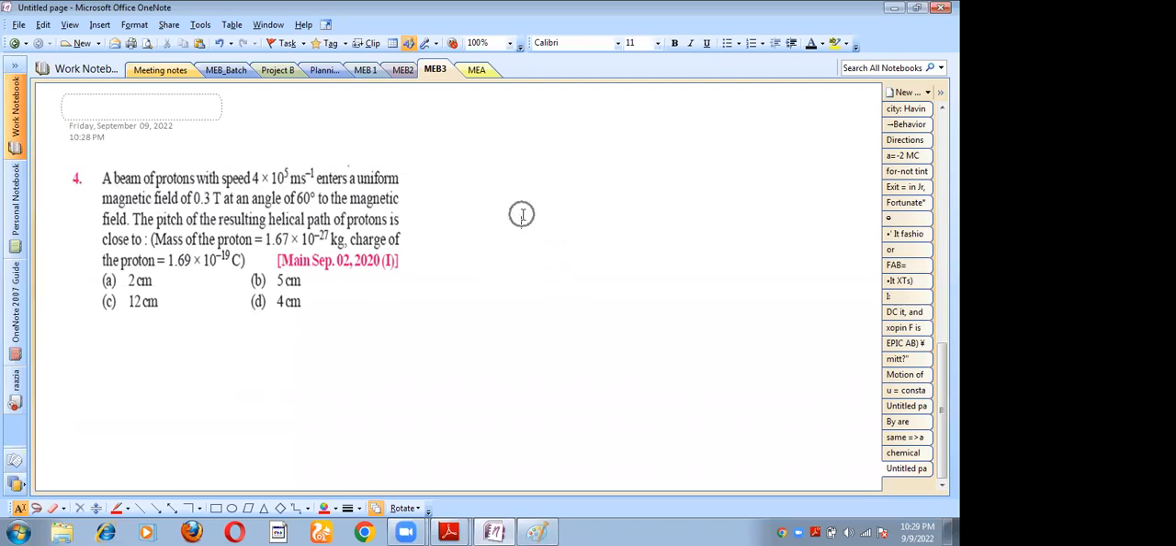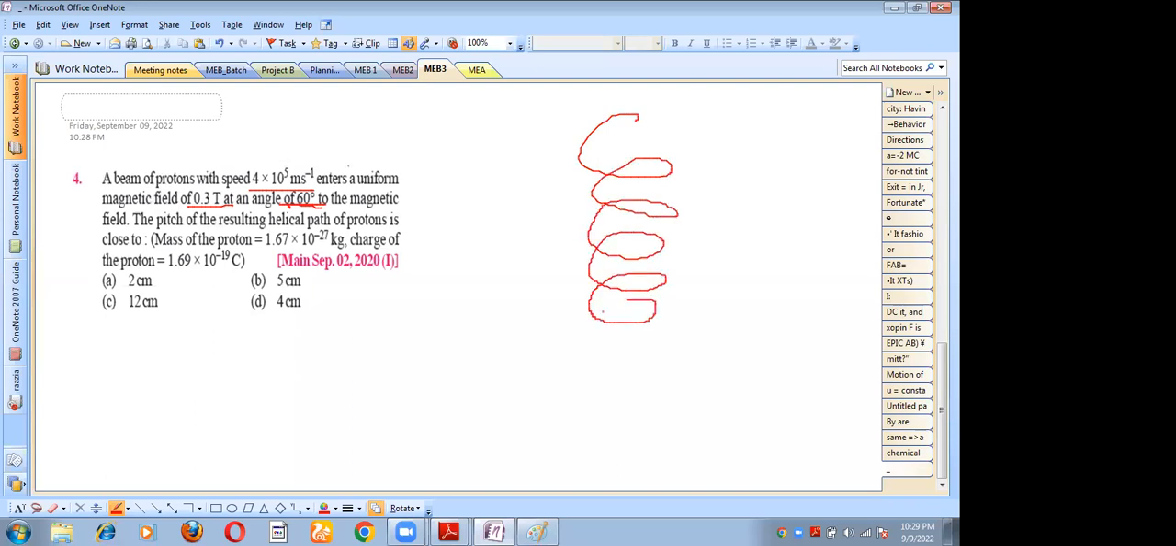According to the question, a proton with a speed v, speed of the charged particle is given as 4 into 10 to the power 5. It enters a uniform magnetic field, magnetic field is given. It is not perpendicular. It enters the magnetic field at an angle 60 degree to the magnetic field, right? The pitch of the resulting helical path of the proton is close to. We have to find the pitch. We know that if a charged particle does not enter perpendicular, it is a helical path, and this is the pitch.